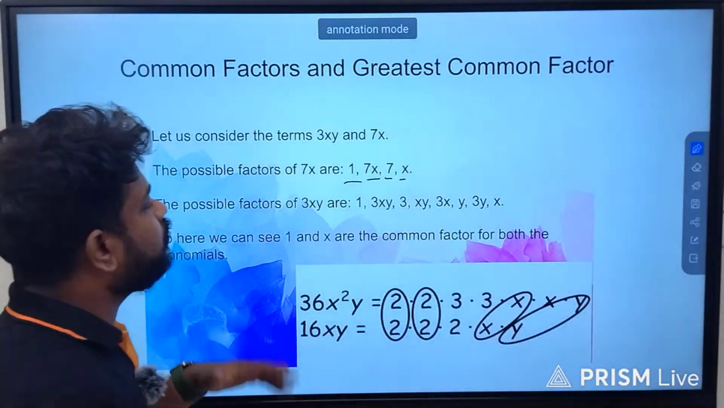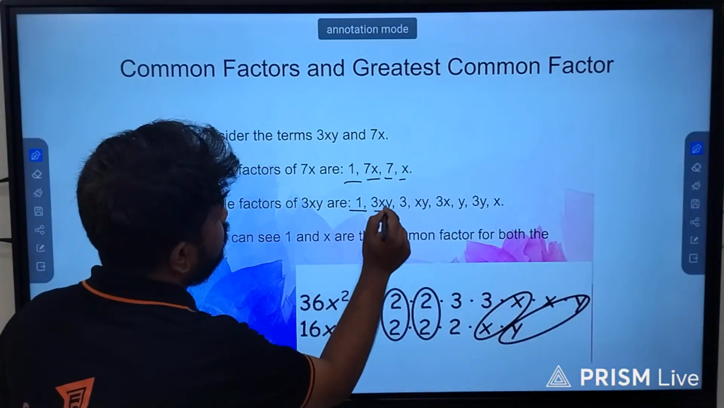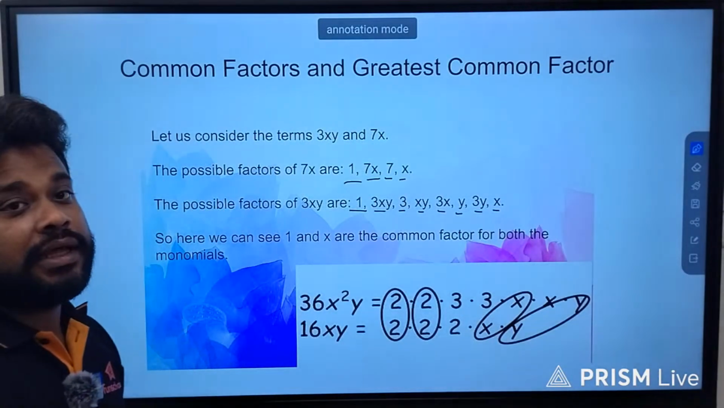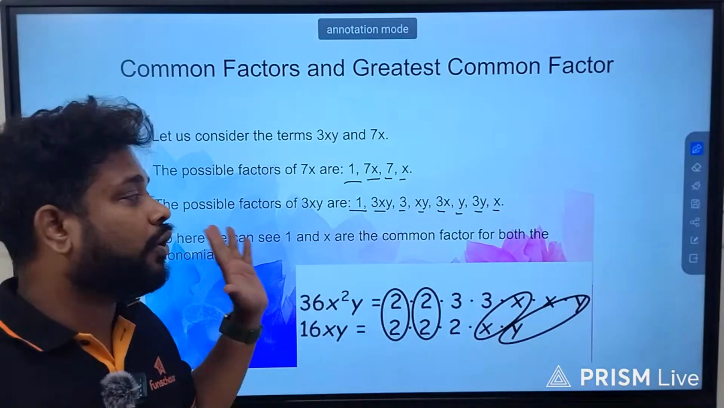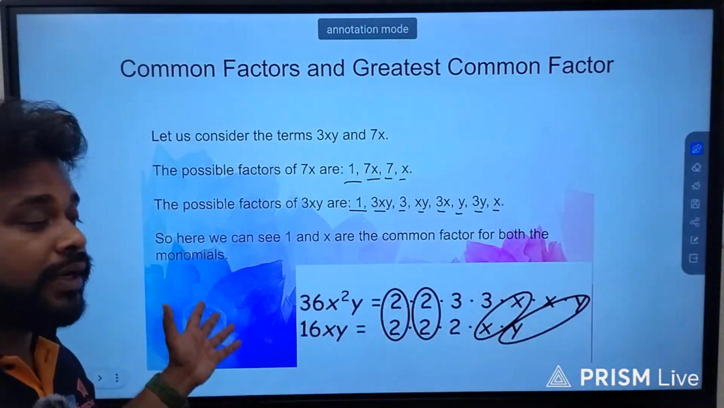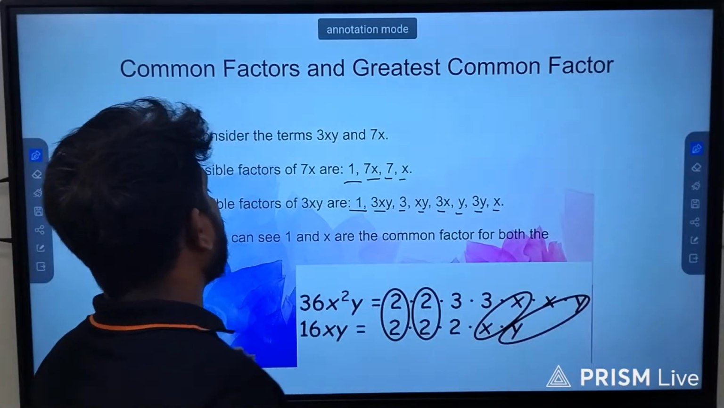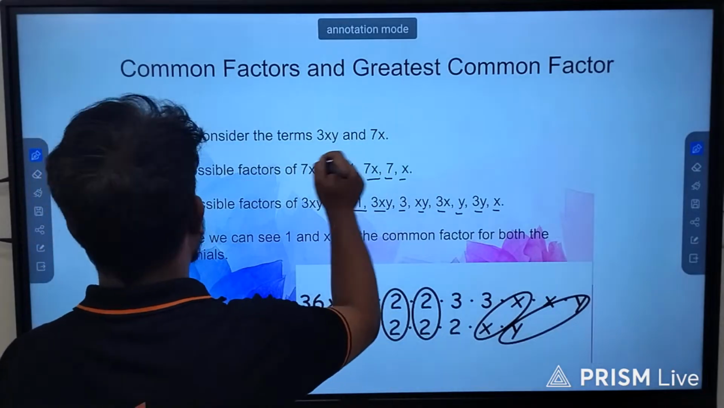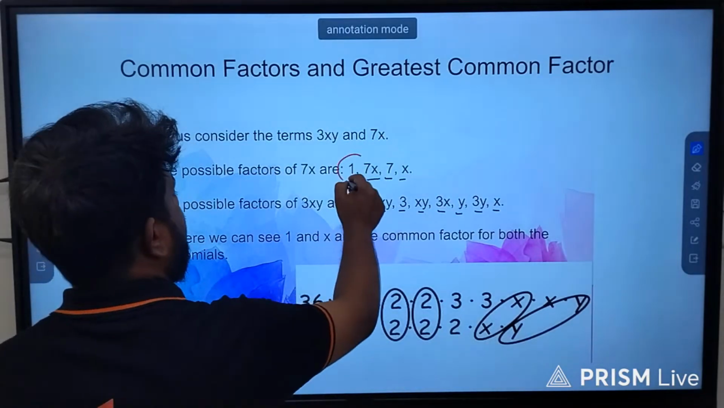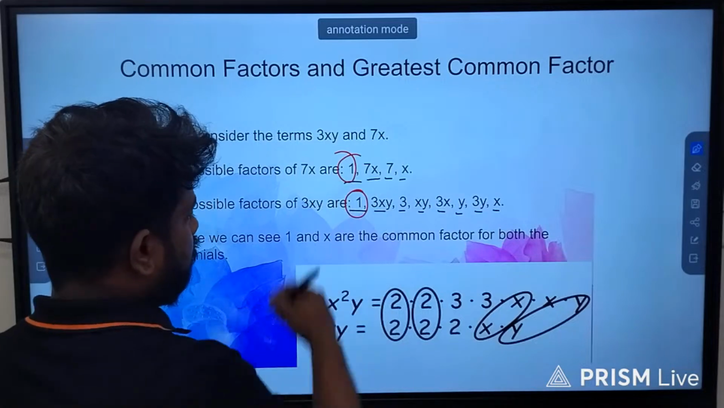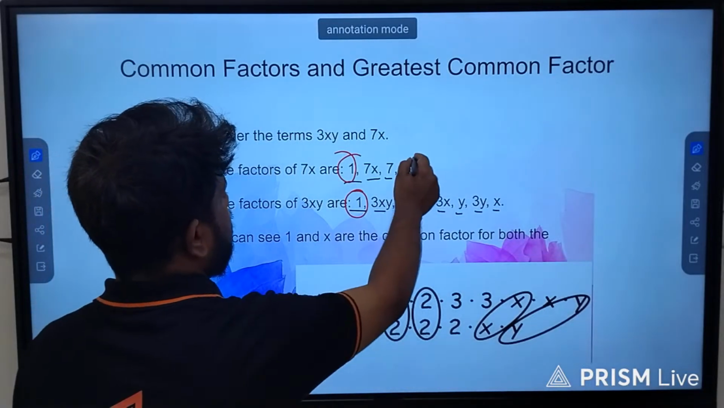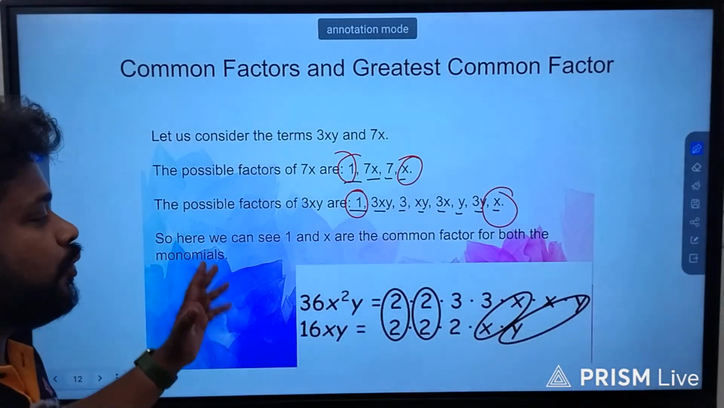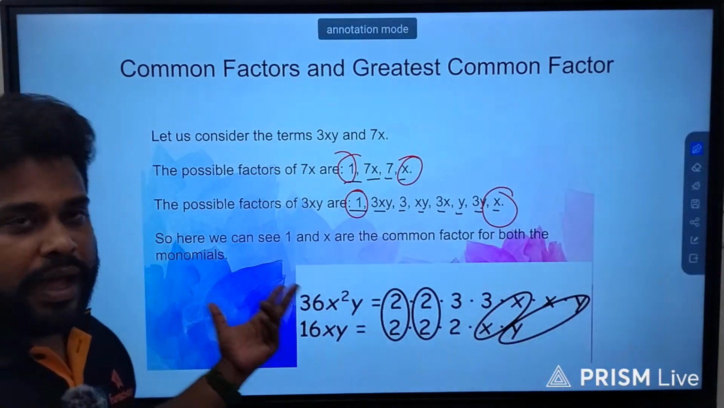And the possible factors of 3xy will be similarly 1, 3xy, 3, y, 3y and x. Obviously, like for 5xy we got 8 factors, here we will also get 8 factors. So here we can see 1 and x are common factors for both the monomials. 1 is on both sides and x is also on both sides. So, the common factors of these monomials will be 1 and x.